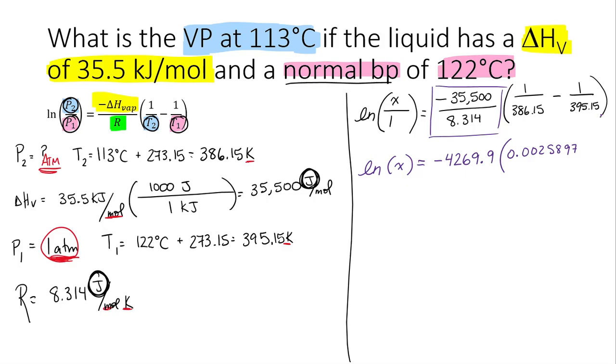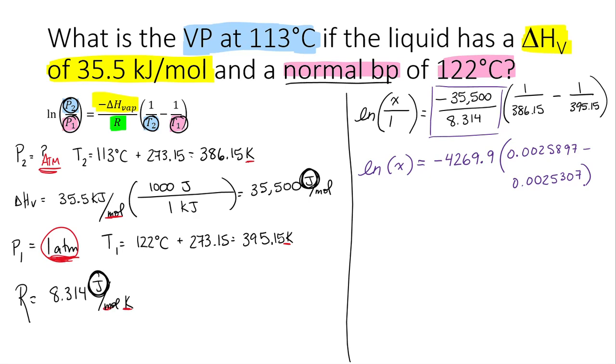0.0025897. Don't lose a lot of digits, okay? So I'm keeping a lot. You can leave it on your calculator. I don't care. But that's going to be minus 1 divided by 395.15, which is 0.0025307. Hopefully you guys can see why I need all those digits.